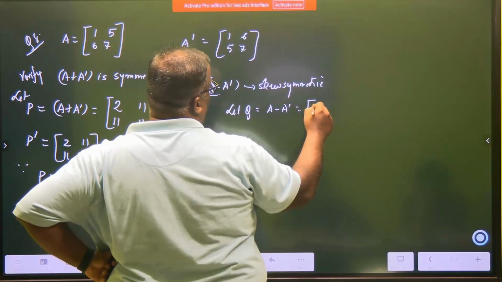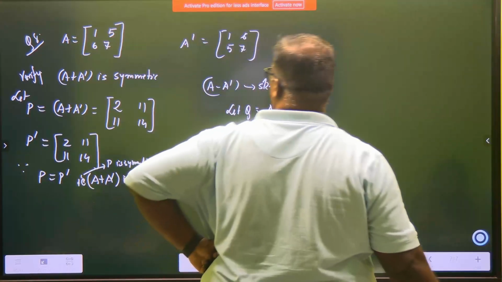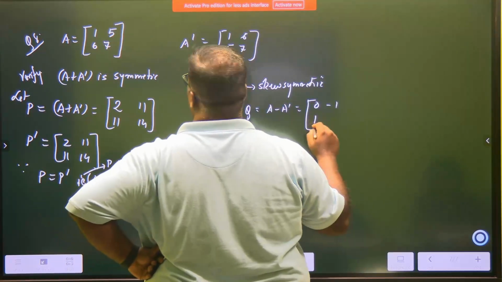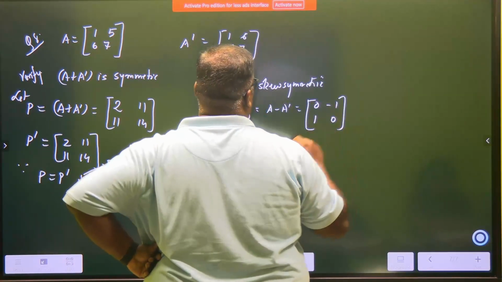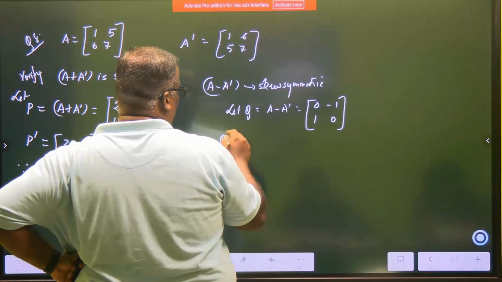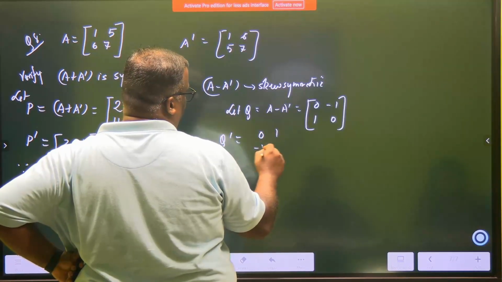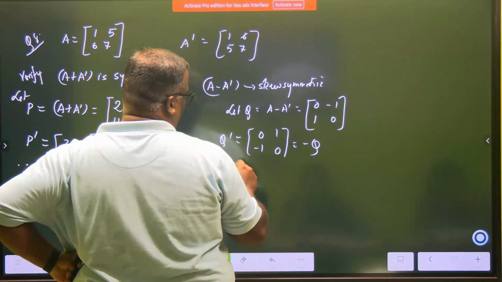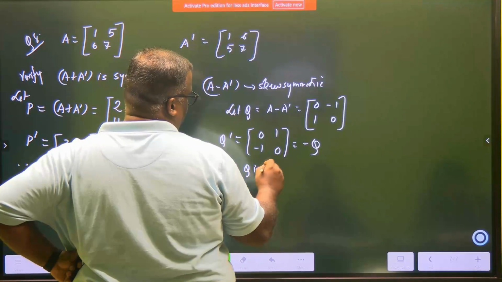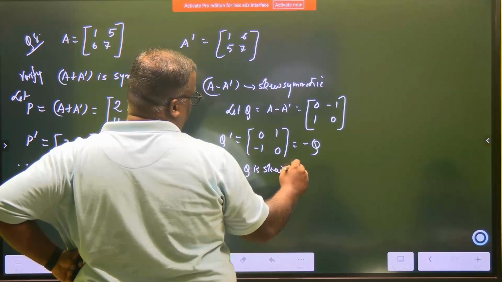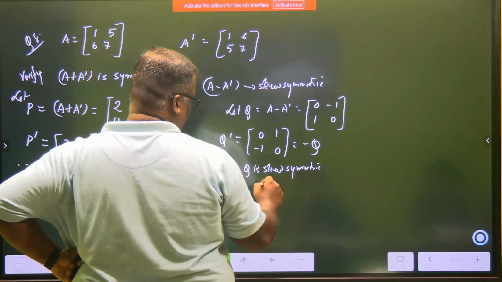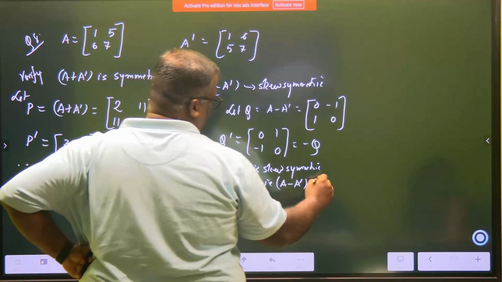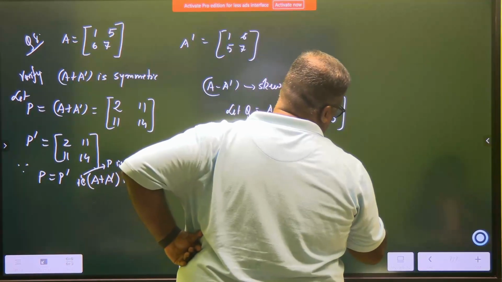So 1 minus 1 gives me a 0. Q skew symmetric means the diagonal will come 0. Then 5 minus 6 is negative 1. 6 minus 5 is 1. And 7 minus 7 is 0. Right? Okay. Then do Q complement. Q complement would be 0, 1, negative 1, 0. Right? Which is equal to negative of Q. Therefore, we say Q is skew symmetric. That is A minus A complement is skew symmetric.